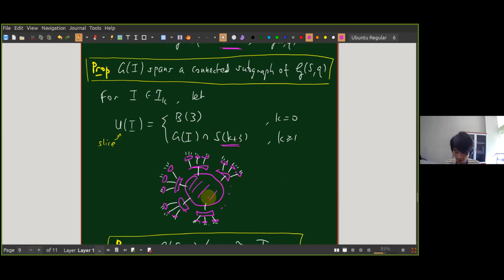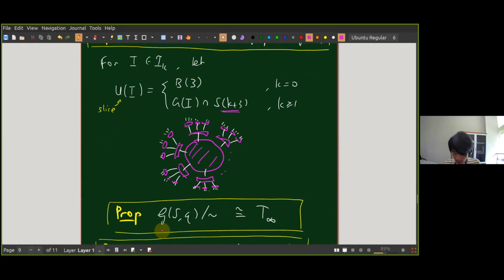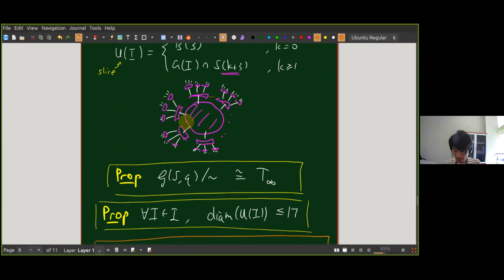So we have this big blob in the middle, and this is a schematic picture of what the partition looks like. What we show is that, indeed, the quotient graph is isomorphic to T infinity. That amounts to showing that there are no stray edges connecting these blobs, that the only edges between blobs are the ones that we want to be there. And secondly, we prove that each blob, each slice, has bounded diameter. All of these actually use a lot of the flat geometry involved in the surface.